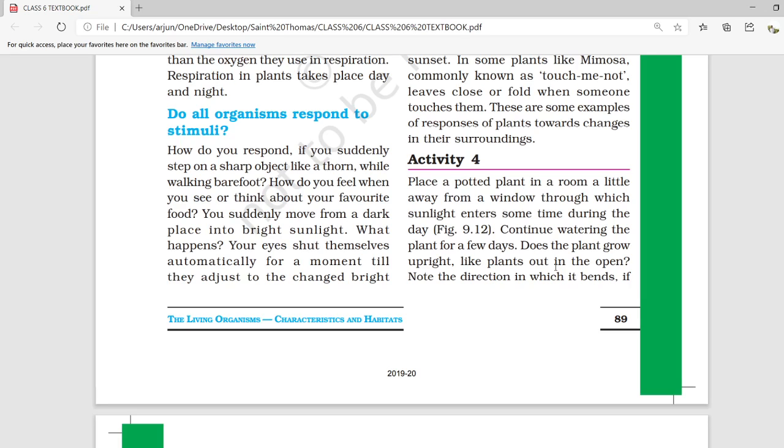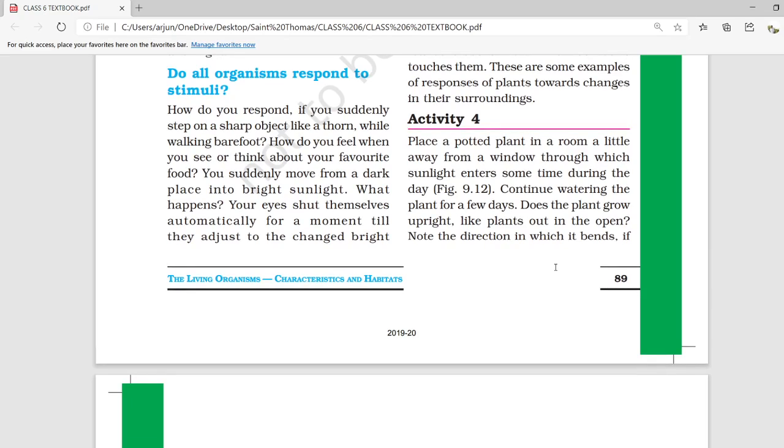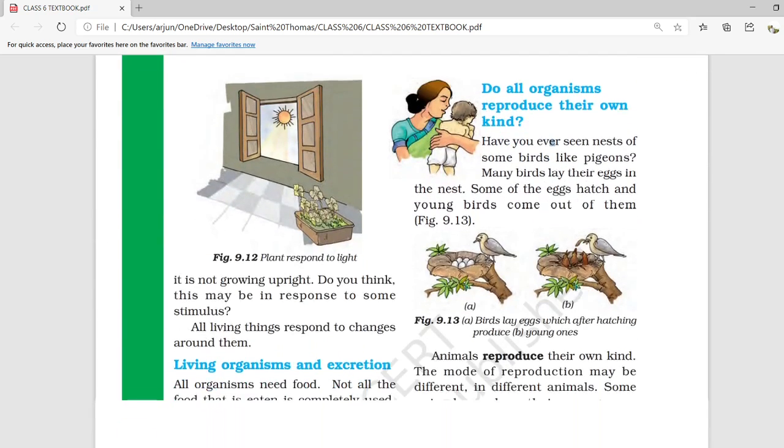First, place a potted plant in a room a little away from a window through which sunlight enters sometime during the day. You have to take one pot and place it in a room, somewhat away from the window. Now, continue watering the plant for a few days. Does the plant grow upright like plants out in the open? Note the direction in which it bends.